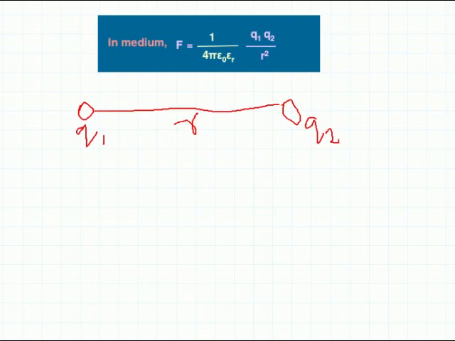Now suppose that two charges, q1 and q2, are placed in vacuum. The distance of separation between the two charges, r, is equal to 1 meter. Then what could be the value of this F? You can see that F is equal to 1 by 4 pi epsilon 0, which is 9 into 10 raised to 9, and epsilon r is 1 because the medium here is vacuum. So the value of 1 by 4 pi epsilon 0 epsilon r will be 9 into 10 raised to 9. And what is remaining? q1 q2 by r square.